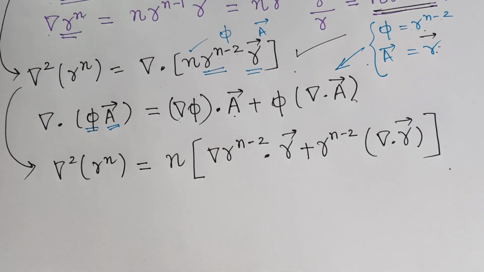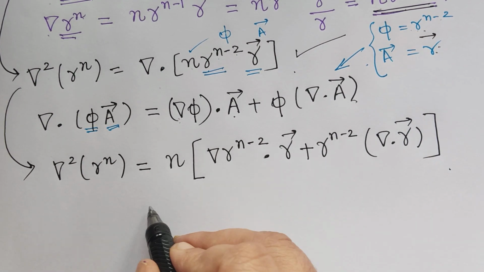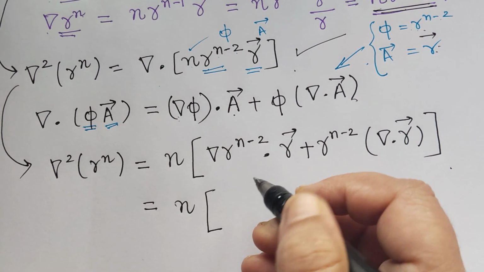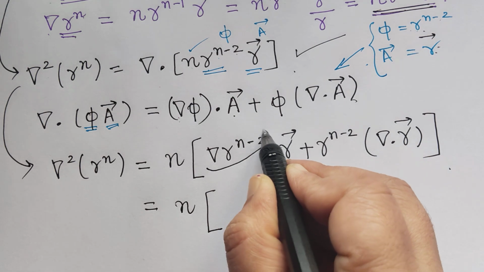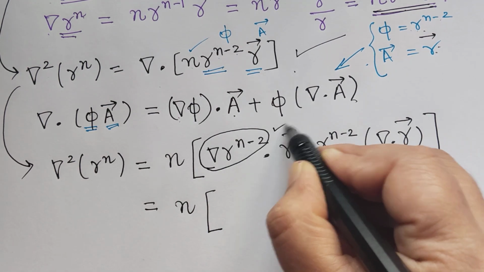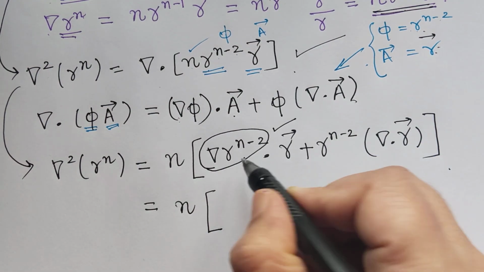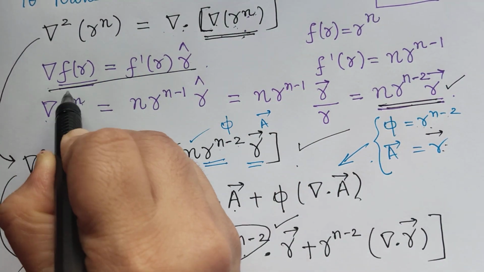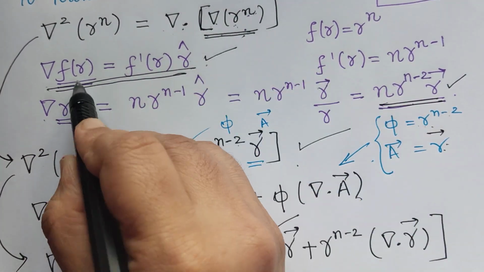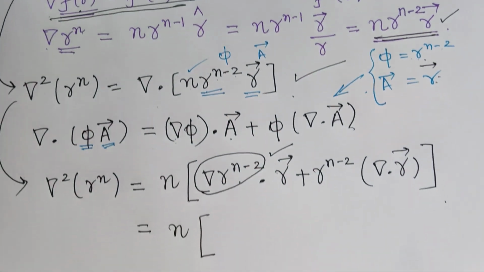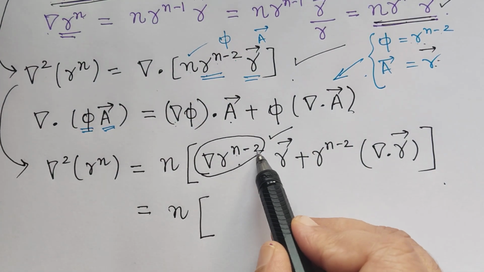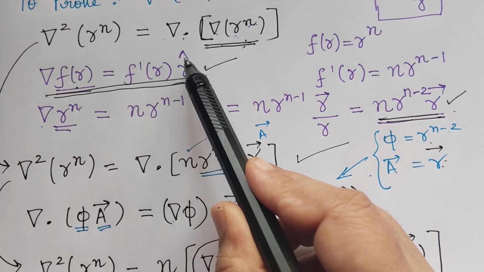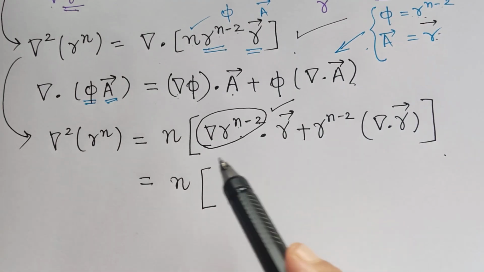Now further, here we can write this is equal to n multiplied with, now we will evaluate what is nabla r to the power n minus 2. How to evaluate this? Again we have to make use of the formula that we used previously. Now in place of f of r, we have r to the power n minus 2. So what is the formula? It is f dash of r multiplied with r cap. So we have to apply that here.